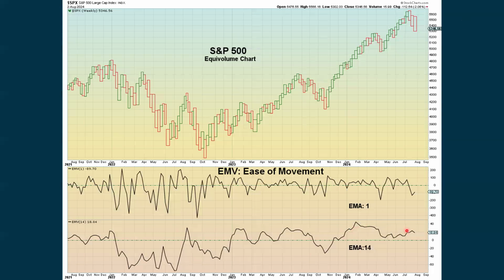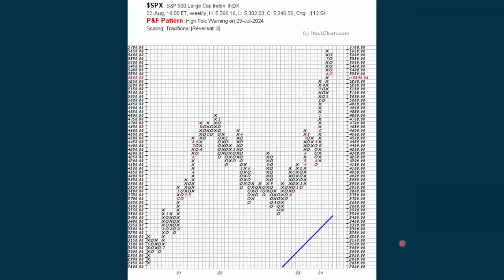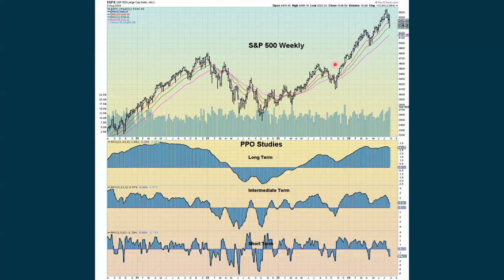With the ease of movement, we did decline, but we're still above zero. And we saw a new O drawn in here, and now we have a new signal, a high pole warning, which was generated on the 29th of July. We're also turning more negative on the daily version of the point and figure chart, and we have a double bottom breakdown. I think that's what they called it there.